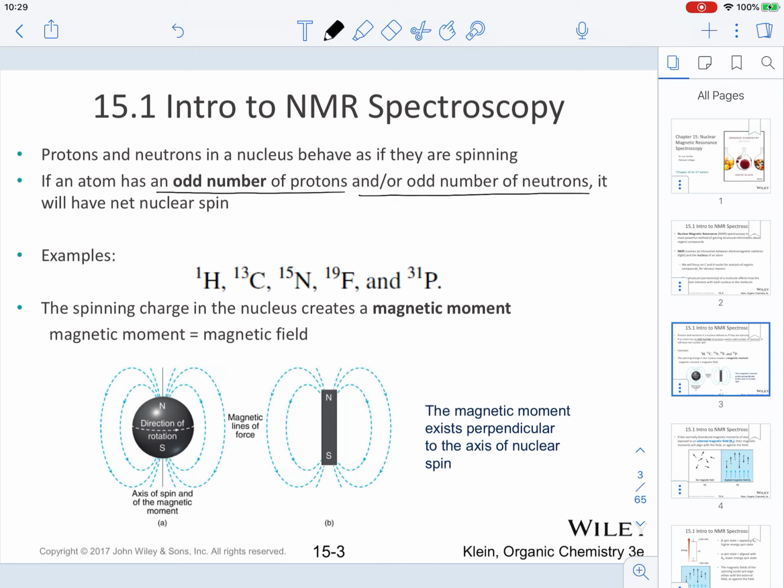That's why when it comes to NMR, we can study the NMR of protons, as you can see, given by the designation H1. We can study carbon-13, which are the two that we're going to be focusing on in this chapter. But in addition, you can do NMR spectroscopy for nitrogen-15, fluorine-19, and even phosphorus-31.